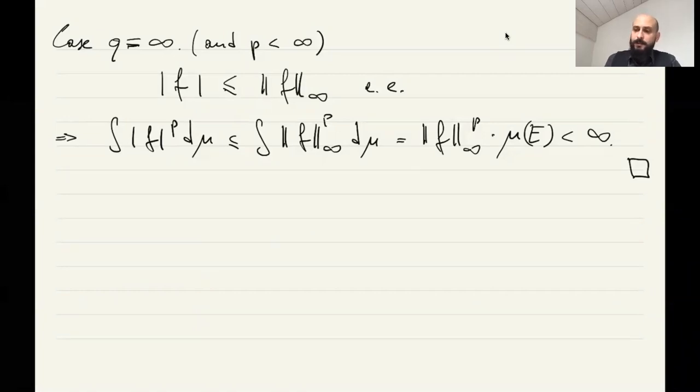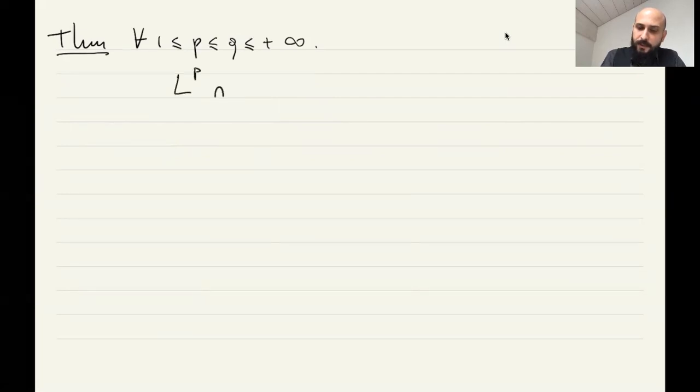I will now explain another containment without any assumption on finiteness of the measure. And this is the following theorem. Suppose you have p and q, again, with p less than q, considering also the case of infinity. Now, the question is, what happens if I take L^p and intersect with L^q? What I want to prove is that this is contained in L^r, another exponent, for all r that are in between p and q. So in this interval.